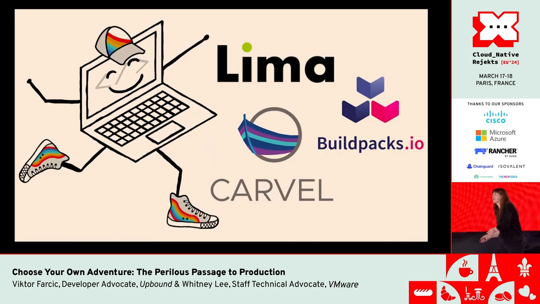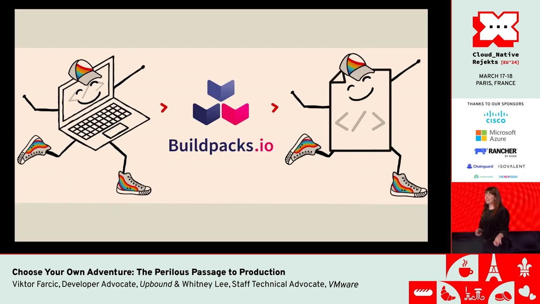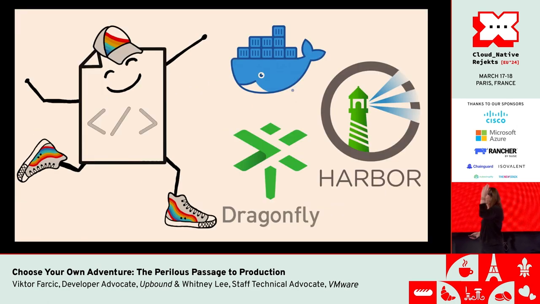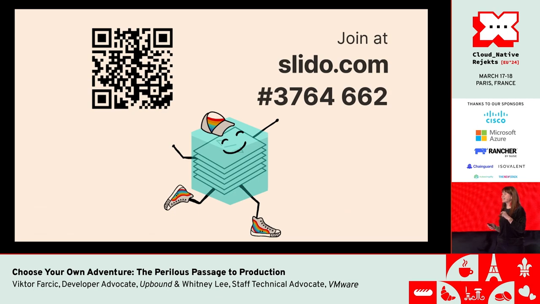So, for example, our application source code needs to be a container image. We presented about these techs. The community chose cloud native buildpacks, and then we leveled up into a container image. Once a container image, we needed to be in a registry. We had these to choose from. Community chose Harbor, and then we implemented Harbor in our demo. And that brings us to today, right now.